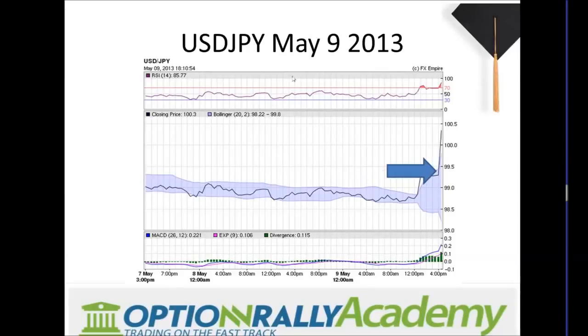This is the Japanese yen on May the 9th, and you can see where it's a little bit hard for you to see out there, but you see where the price laid on top of this at 99.5, and laid on, you can hardly see the blue line underneath here, but then it diverged out and went all the way up here to 100, and it went up a good couple hours and never came back down.